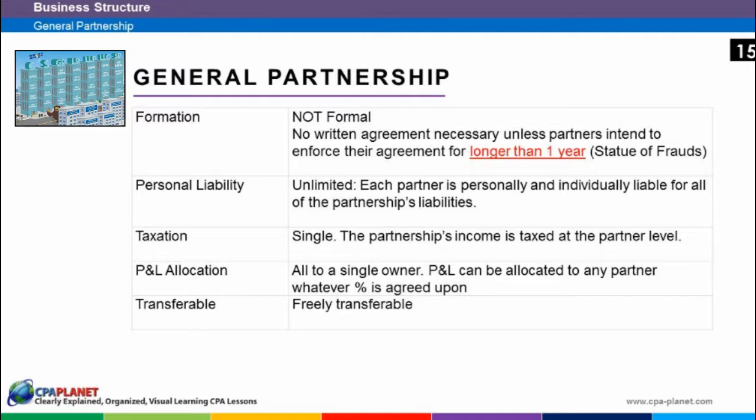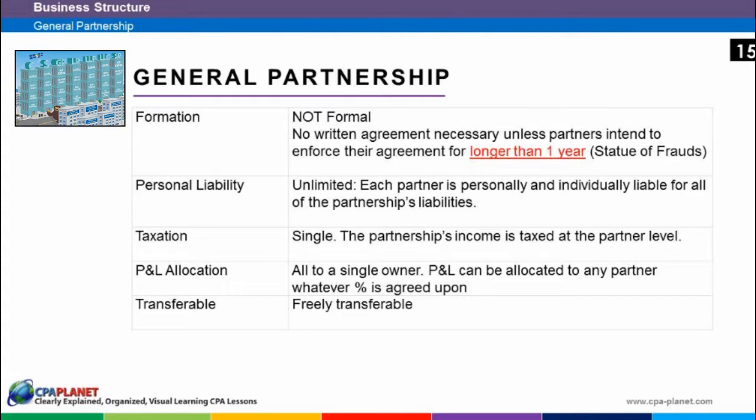Now, what is a partnership is very important. You need to know this. They will ask you. A partnership is two or more persons who intend to carry on a business for profit. If you are doing charity work, non-profit work, you don't intend to make money, then you're not a partnership at the taxation level.